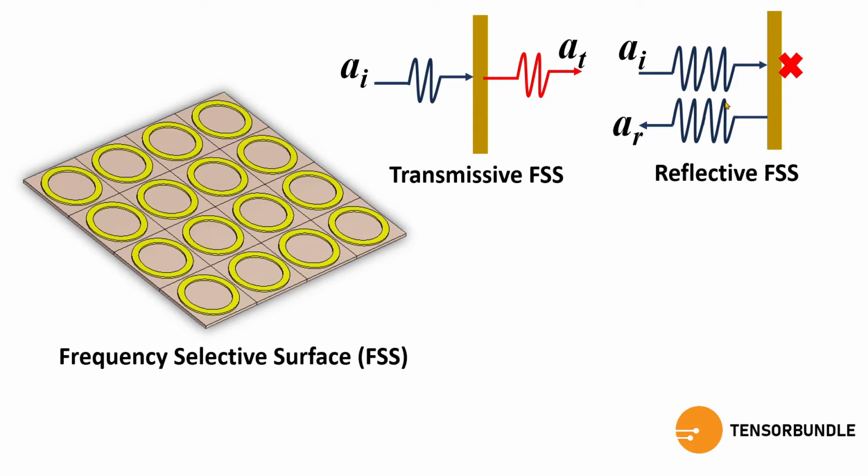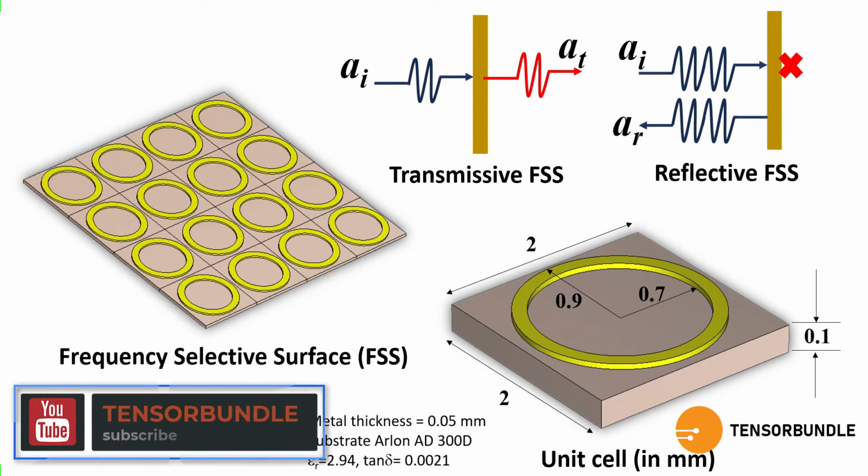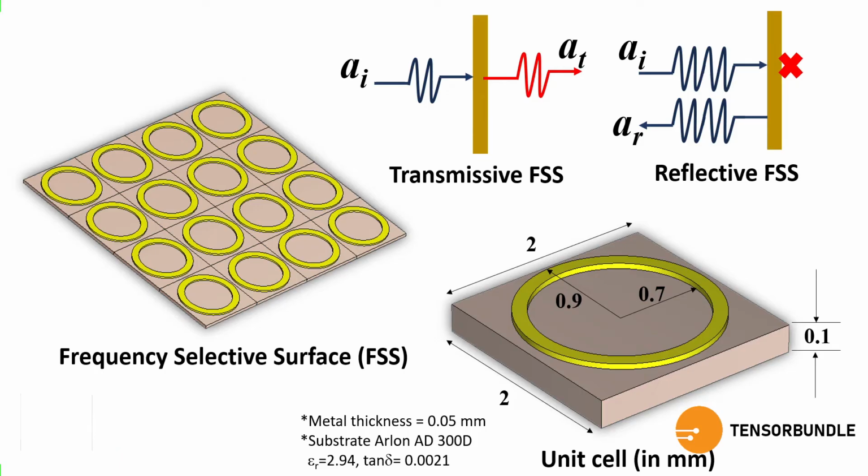Now, let's see the geometric structure of FSS. It consists of many unit cells, as you can see. And this particular FSS that I'm going to design has a metal ring. And this specific ring is mounted on top of a substrate. And the substrate is Arlon AD300D with a permittivity of 2.94 and a loss tangent of 0.0021, and you can see the dimensions in millimeters.